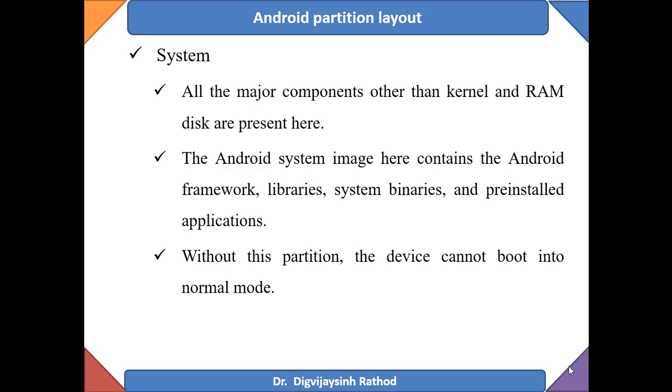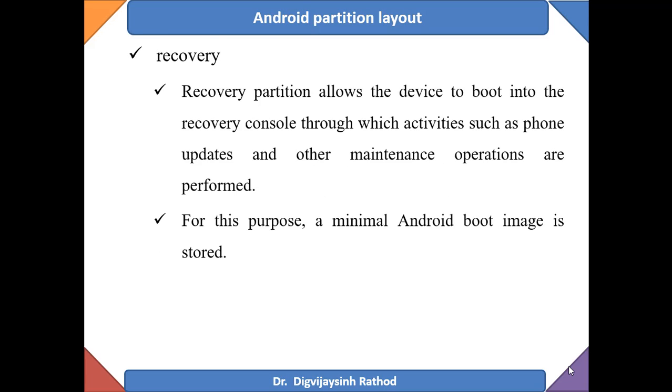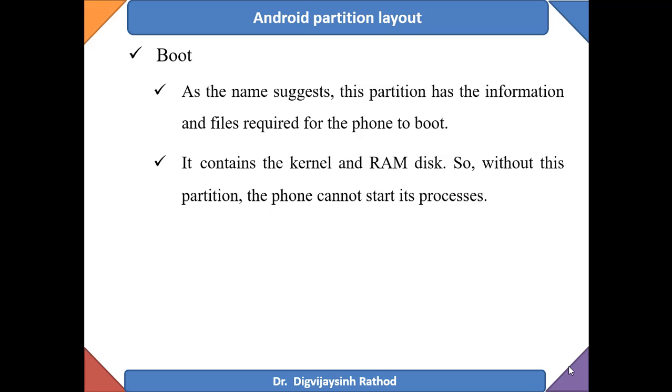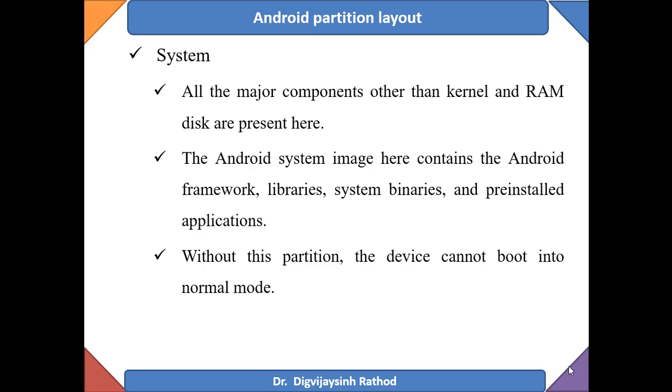The next partition is called the system partition. The word itself tells you what a system partition is. It holds all major components other than the kernel and RAM disk, because as we discussed earlier, the kernel and RAM disk related configuration files are stored inside the boot partition. So except the kernel and RAM disk, the rest of the major components' files are stored inside the system partition. The Android system image here contains the Android framework, libraries, system binaries and pre-installed applications, that is called system installed applications. So one thing you need to keep in mind is that except the kernel and RAM disk, everything related to the Android framework, libraries, system binaries, and pre-installed applications, that is, the applications which come along with your mobile phone, you can find in the system partition. And without this partition, the device cannot boot into the normal mode. So that is one more partition.